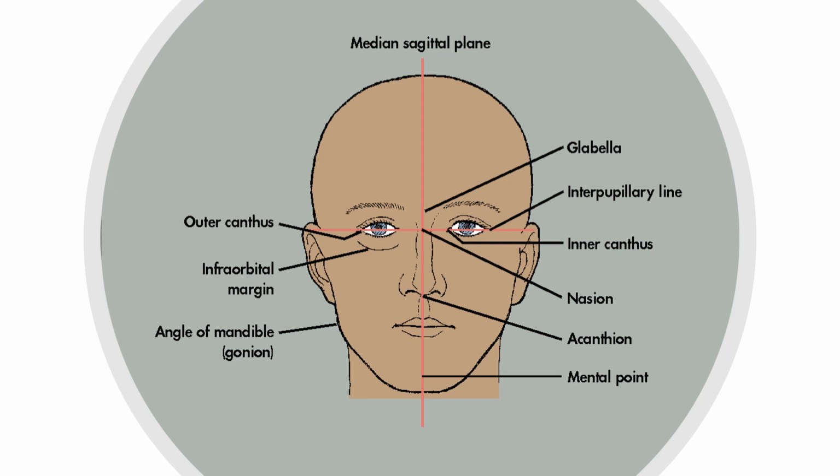The infraorbital margin is the lower margin, the lower border of the orbit. The outer canthus of the eye is where the eyelids meet laterally. The inner canthus of the eye is where the eyelids meet medially. It's the location of the lacrimal or tear duct. The mental point is the tip of the chin, and the angle of the jaw just below the earlobe, just anterior to the earlobe, is the gonion.